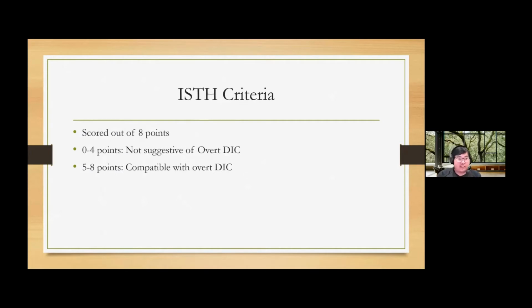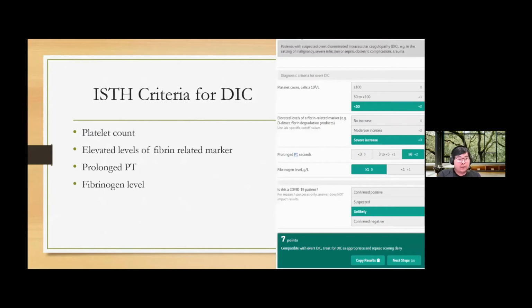Next, we looked at the ISTH criteria, which is the criteria used for DIC. It's scored out of 8 points, and 0 to 4 points is not suggestive of overt DIC. 5 to 8 is compatible with overt DIC. Remember, these are just clinical guidelines. It's totally possible for somebody with 4 points to be in DIC, and somebody with 5 points to not be in overt DIC. These are just guidelines and not hard rules.